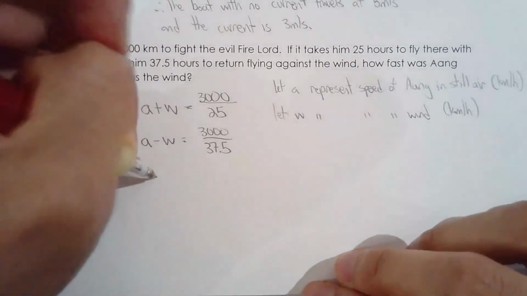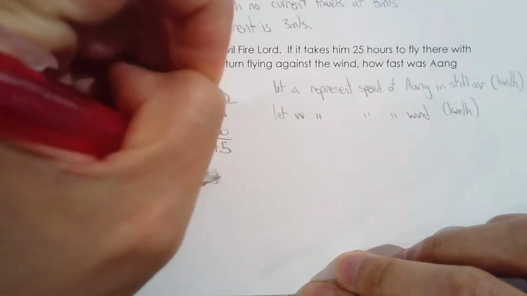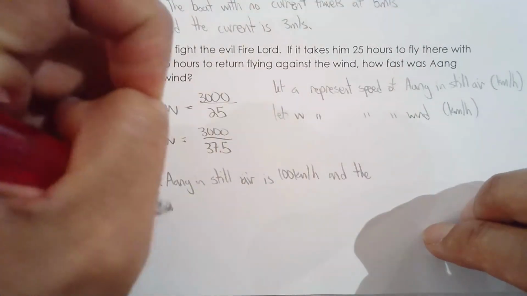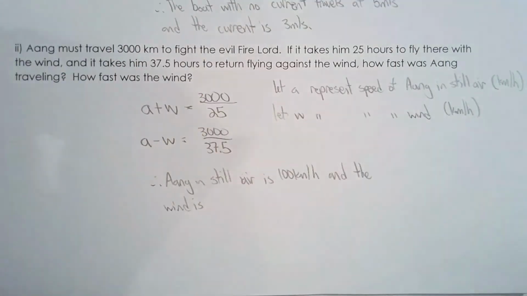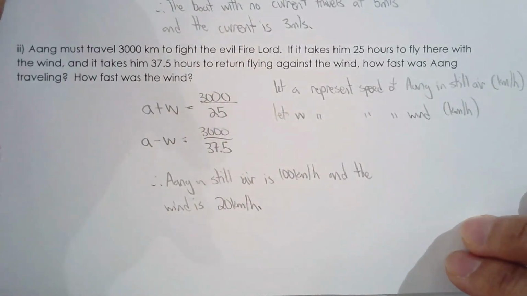Okay, so therefore the plane in still air is 100 kilometers per hour, and the wind is 20 kilometers per hour. All right.